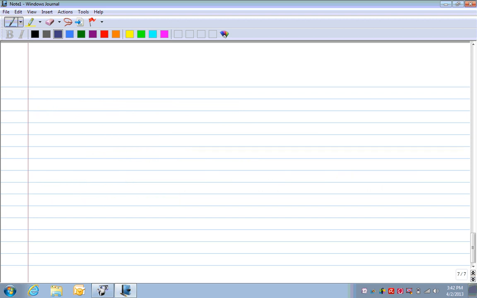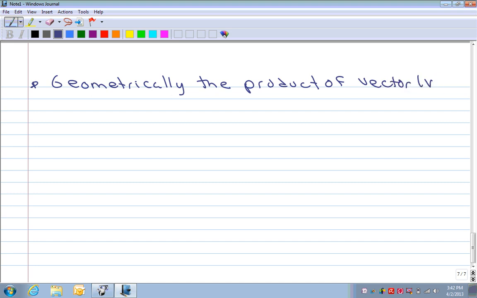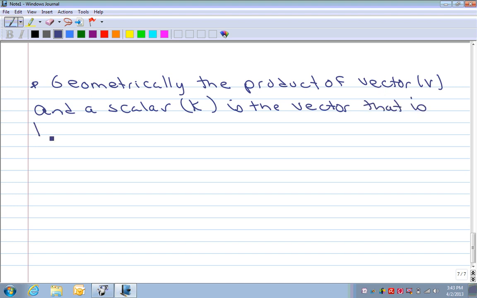All right, geometrically, the product, and this is kind of interesting, you really try to understand this, that would be multiplication, of a vector, which we represent with the letter v, and a scalar, which we'll represent by the letter k, is the vector that is k times as long as the original vector v.